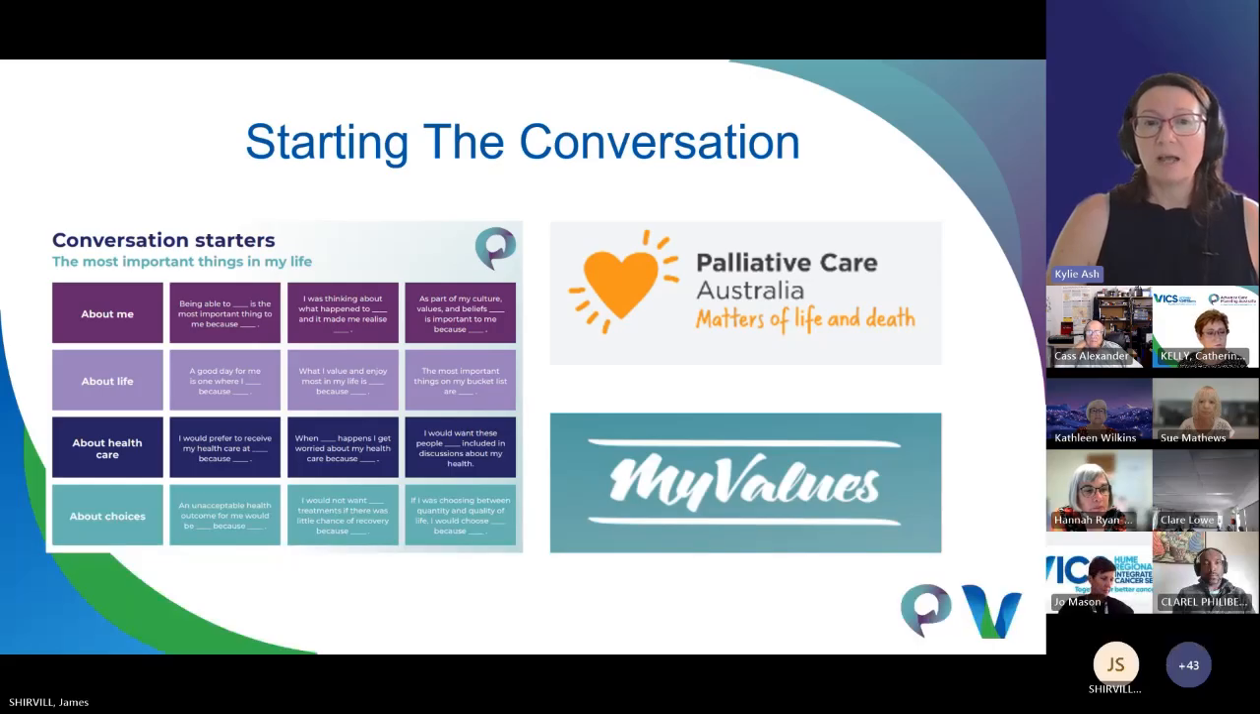The conversation starter card, which is on the screen, can assist you to find some of those words to describe what's important. It may help with some conversations with family, friends, and health and aged care providers. And these are available for download off the Advanced Care Planning website. There's also Palliative Care Australia discussion starters. This is a set of workbooks and also cards that can support individual or group reflection. And there are also sets specifically developed for older people and Aboriginal and Torres Strait Islander people, also available to be ordered from the Palliative Care Australia website for free.